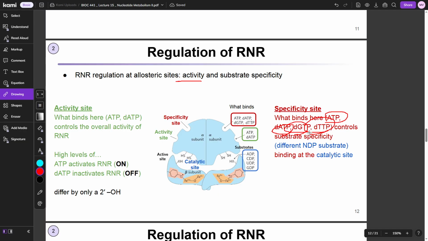Right, so these are all the options that we could bind here. And these are things you just have to memorize, I think, or put on your note card. And what these trigger, right? So these trigger the binding of normal NDP molecules to the catalytic site.